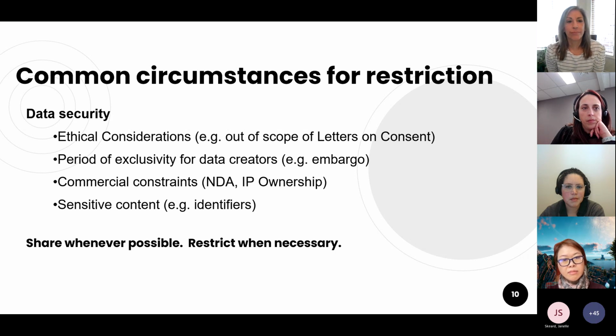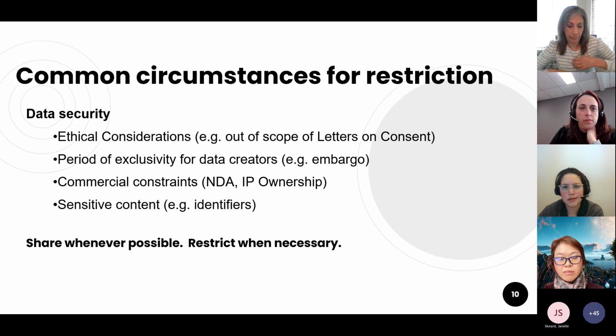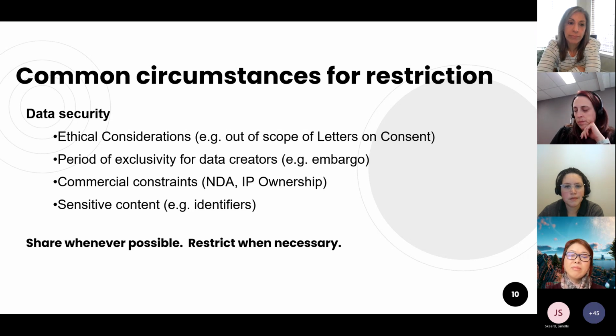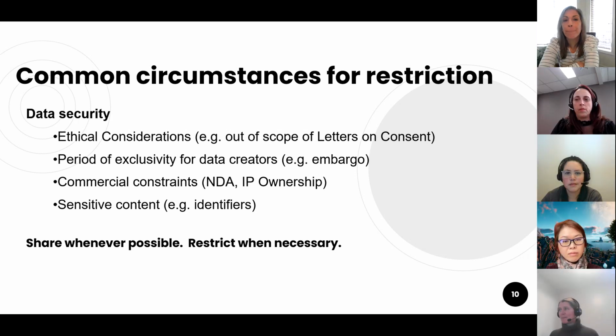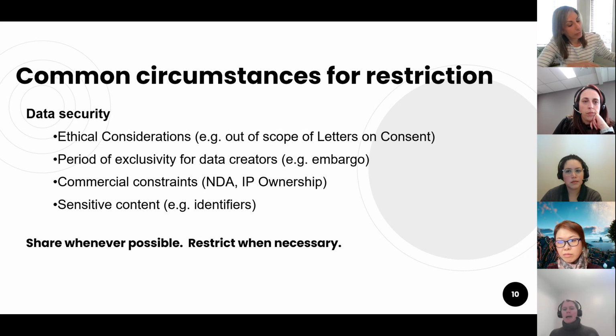So when you can't share your data, I'll just say it's usually around data security. So things like ethical considerations. Maybe you started your study 5 years ago and you don't have permission on the letters of consent. There might be a period of exclusivity. So perhaps you have put a ton of funding into developing your data set and you don't want to open it up yet. You need some time to get as many publications out of your data as possible, so you can embargo your data. Commercial constraints, and this happens a lot in the college sector, where we have external partners that have IP issues and need to protect their IP, and the data can't be released. And then sensitive content, anything with identifiers, you don't want to make openly available. And again, we will speak to all of this a bit more moving forward.